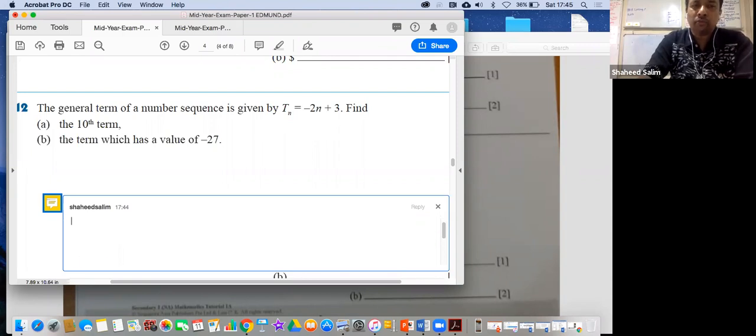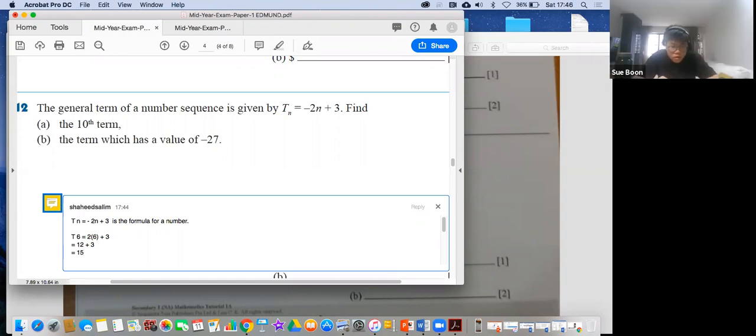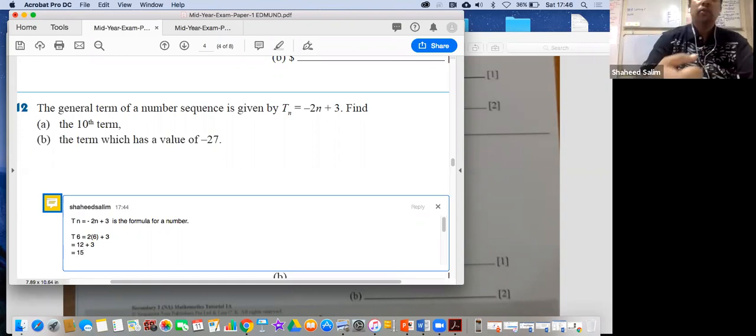Let's say I want you to find, Edmund, T6, the sixth position. Very simple. You know what you do? You put the value of n in. You put 6 inside the value of n plus 3. So you get 2 times 6, 12 plus 3 equals 15. You understand? You get it? Okay, so you try now. What is the 10th term?